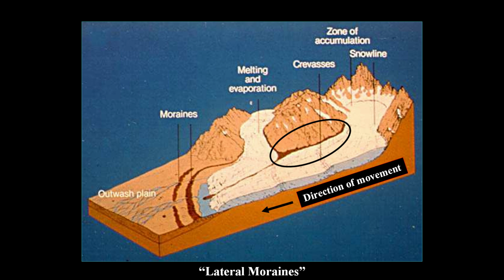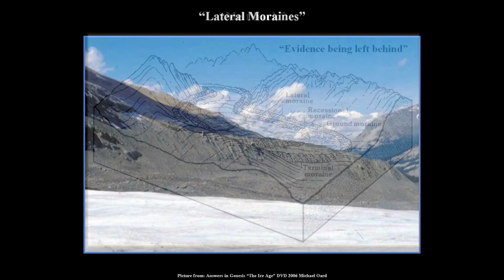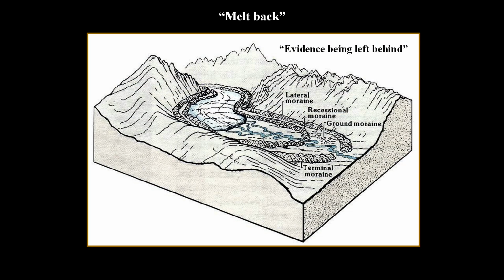You've got terminal moraines, which would be in the front, and lateral moraines, which would be on the sides. This right here is a picture of a lateral moraine. Look how big it is. It's huge. You can tell that at one point in time there was a glacier that did that. Again, as it melts back, it's going to leave these behind. Now this picture here will give you another visual aid in what we're talking about.